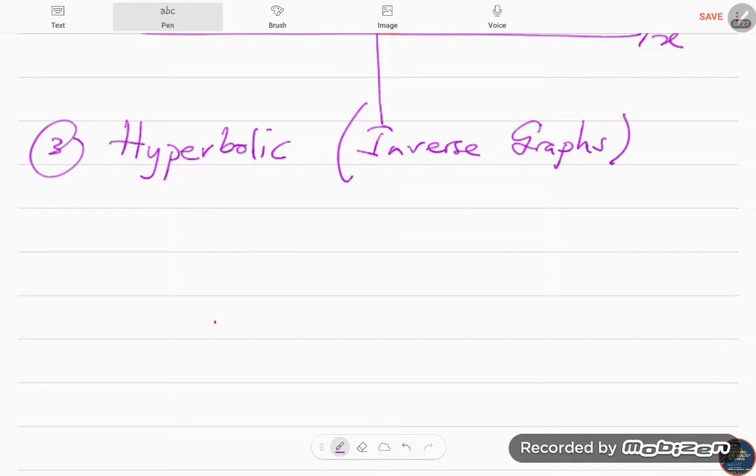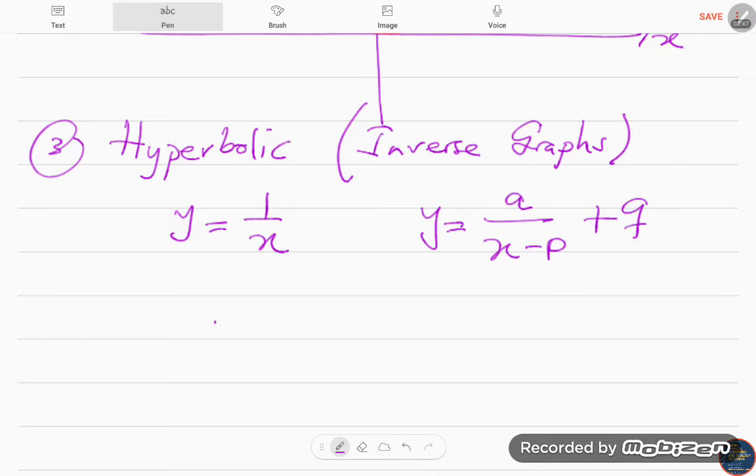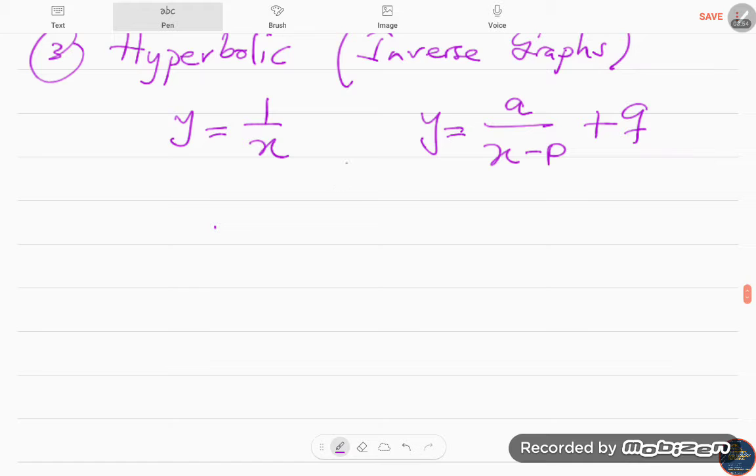Then we look at the hyperbolic graphs, which have the basic format y equals 1 over x. Those ones can also be seen in the expanded form as y equals a over (x minus p) plus q graphs. We're going to be discussing the a, p, and q in more detail in later videos, but right now we just want to look at the basic graphs and how we are able to transform them.